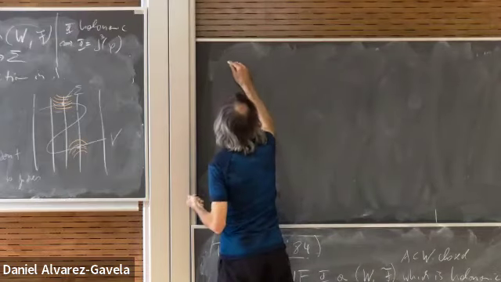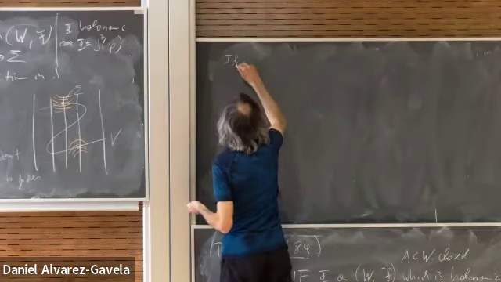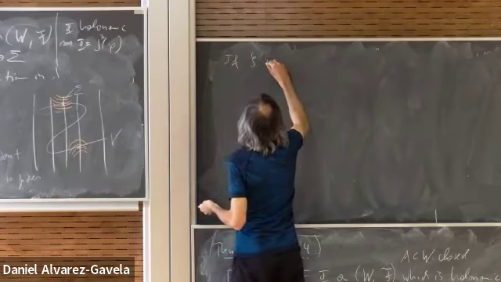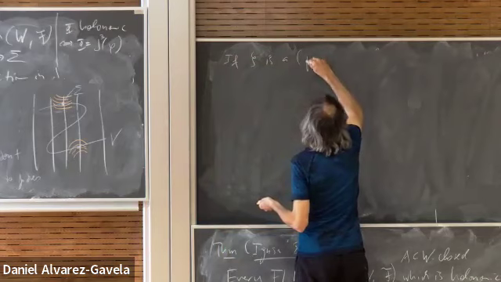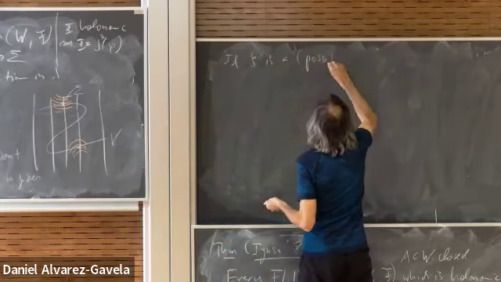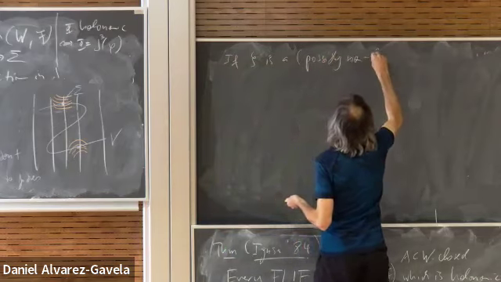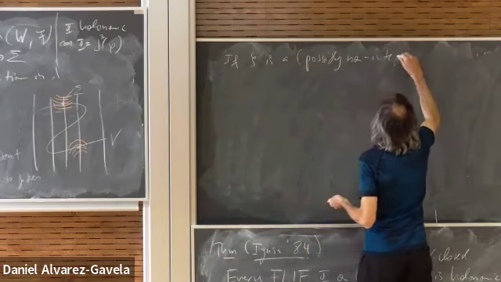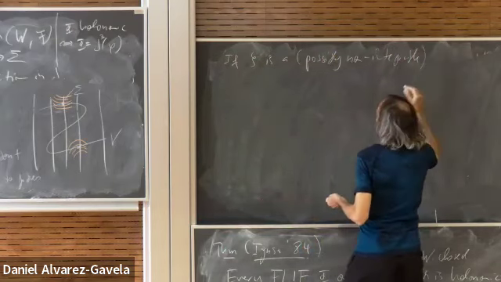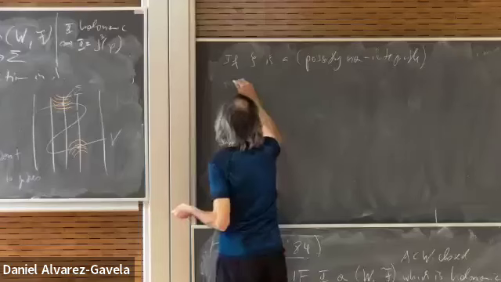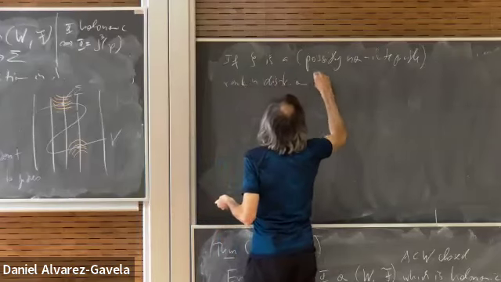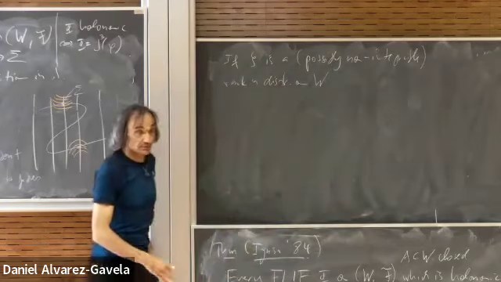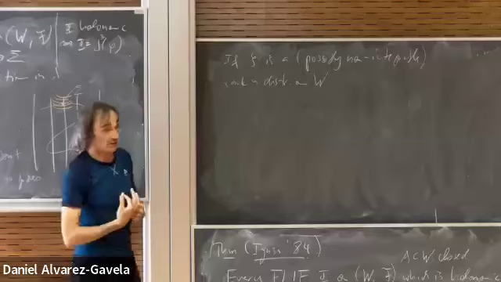So let's say theta is a possibly non-integrable distribution, a rank n distribution on W. So it's not a foliation, but just a distribution which might not be integrable.